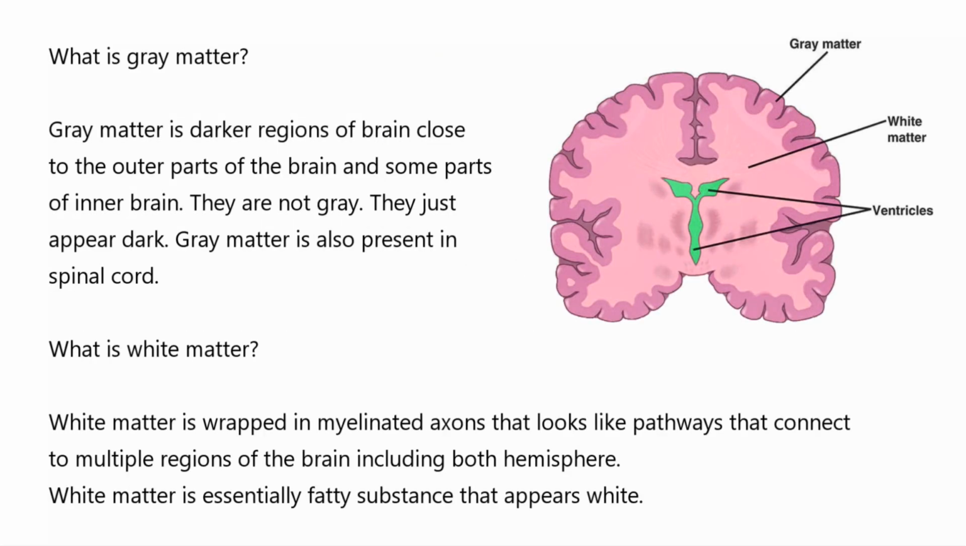What is gray matter? Gray matter is darker regions of brain close to the outer parts of the brain and some parts of inner brain. They are not gray, they just appear dark. Gray matter is also present in spinal cord.